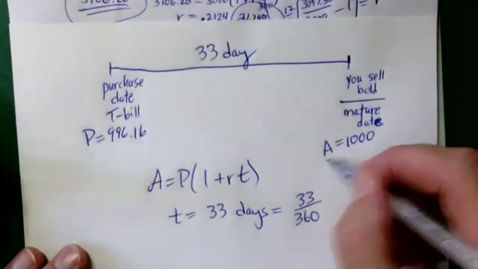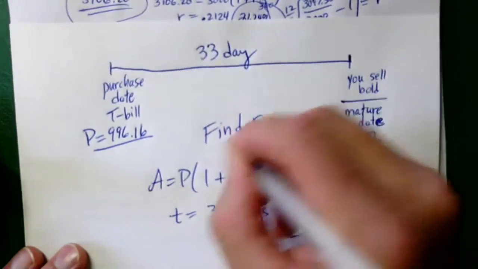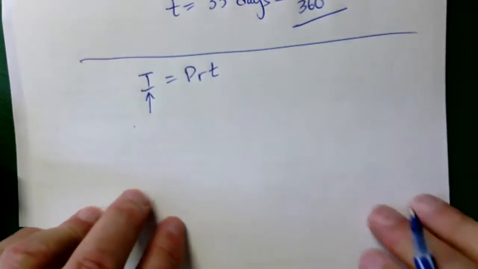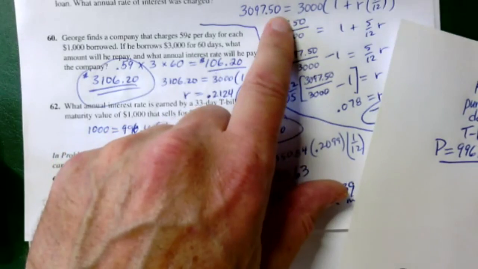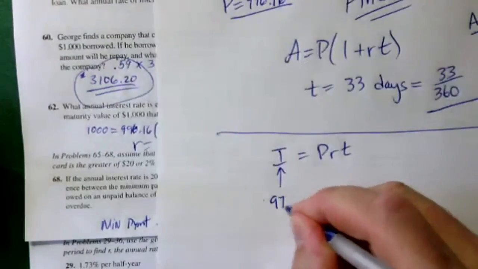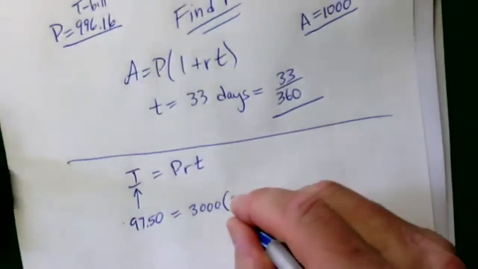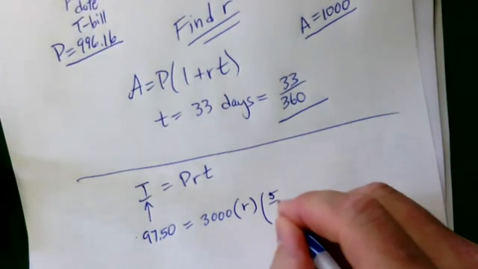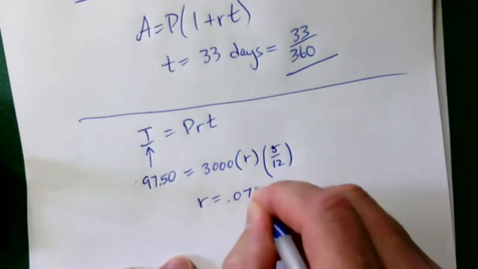So you've got A, you've got P, and you've got T, and the problem is to find R. I think it would work if you did it that way. You would first have to calculate what the interest would be, so you'd take those two numbers and subtract them, right? If you go from 3,000 up to 3,097.50, then the interest would be the 97.50. Then you're looking for the interest rate, R, and you've got the T value of 5/12. So I think this is an easier equation to solve than the one I did, and it should also give you 0.078.